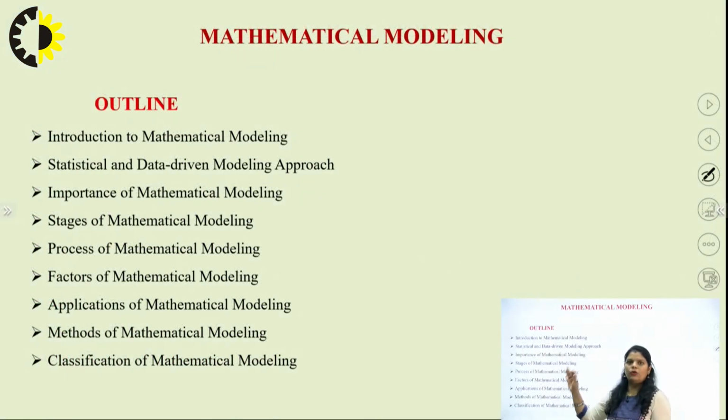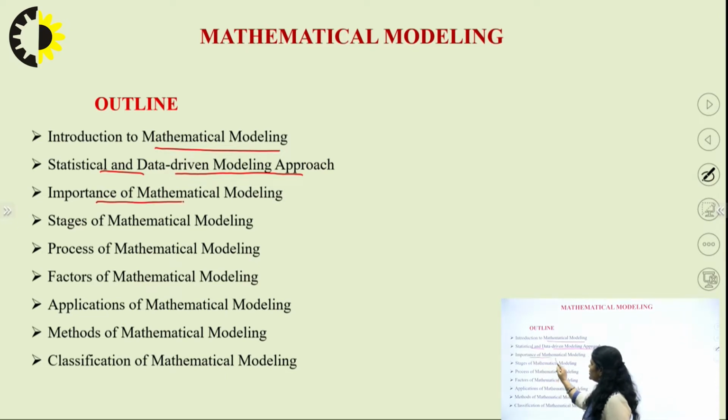This will be the outline of today's lecture. First, we will discuss what mathematical modeling is, and after that, we will discuss the statistical and data driven mathematical approach. Then we will see the importance of mathematical modeling and the different stages and processes of mathematical modeling.